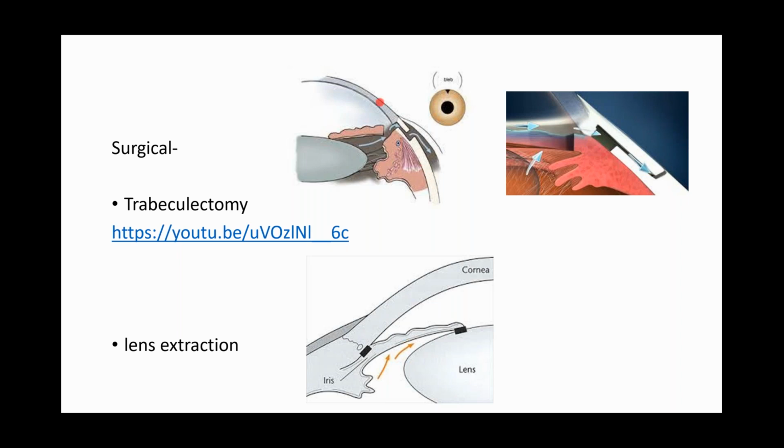This is the sclera, the cornea, the lens, and the ciliary processes. So this ciliary body will produce aqueous. It will go here, between the lens and the iris, into the anterior chamber. Okay, the angle is closed.